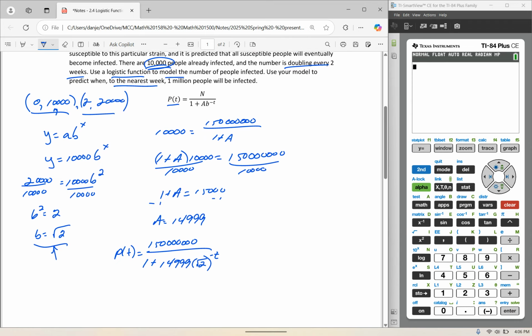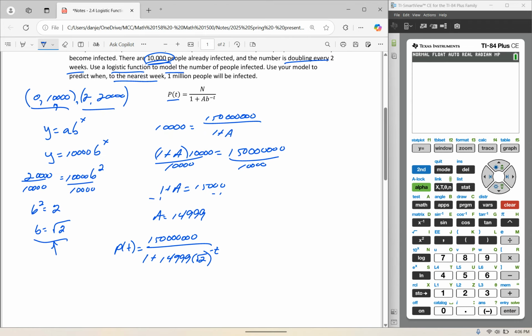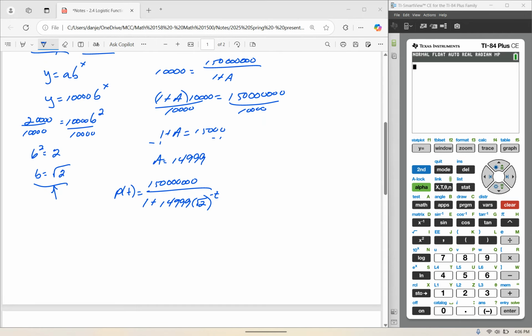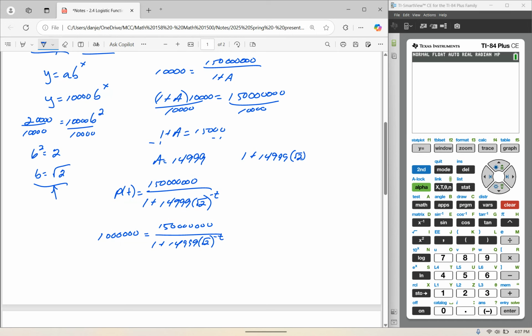The question now is, when to the nearest week would we expect 1 million people to be infected? The question is, when will P of t equal 1 million people? Same thing, I'm going to multiply both sides by the 1 plus 14,999 times the square root of 2 to the negative t, but then I'm also going to divide both sides by that 1 million.